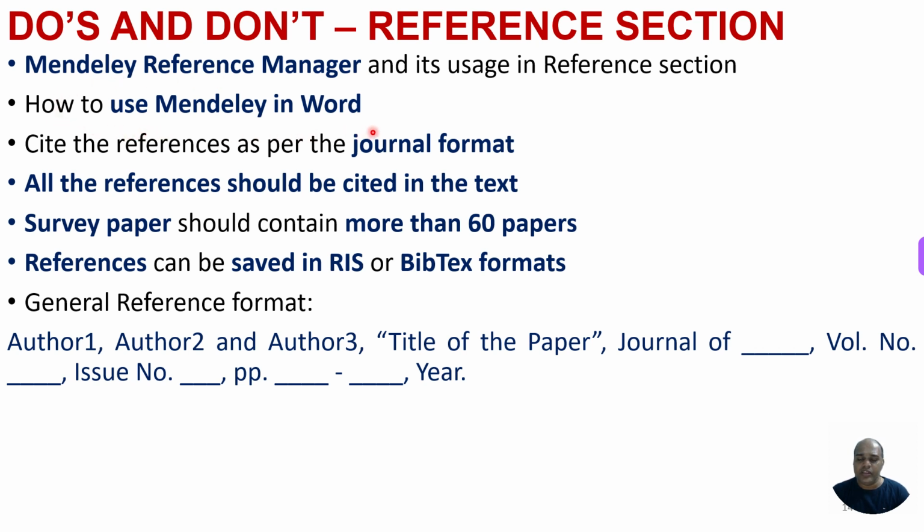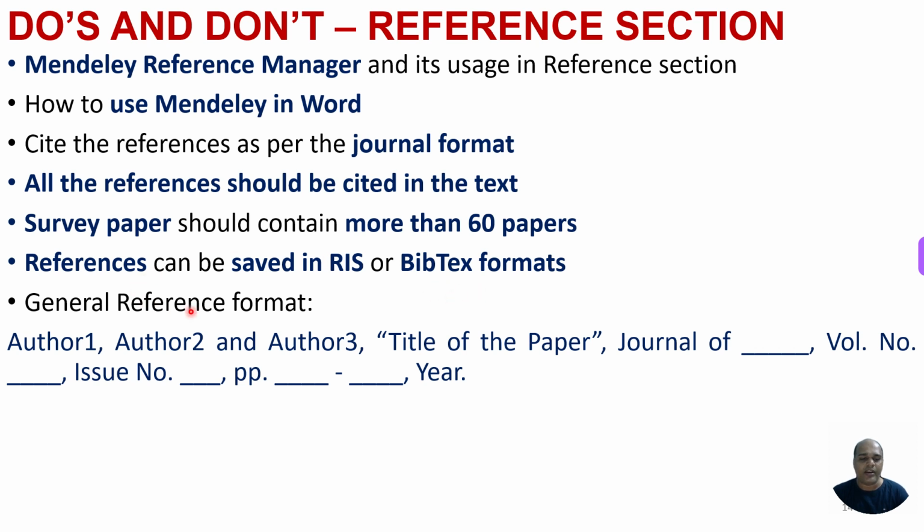And we can also add Mendeley in Word so that it can be easily included in the Word documentation. Cite the references as per the journal format. All the references should be cited in the text. If we are concentrating on a survey paper, it should contain more than 60 papers, and these 60 papers should not be monotonous. It should have a variation, or a diversification of papers. References can be saved in RIS or BibTeX formats so that they can be easily included in the manuscript.